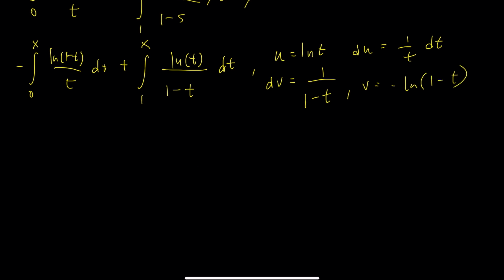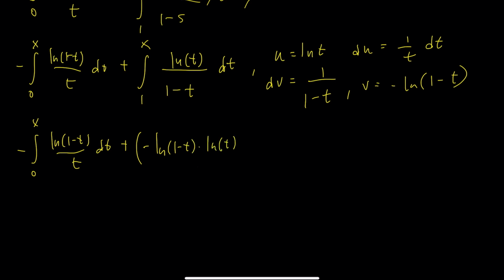So we're going to have negative the integral from 0 to x, natural log 1 minus t over t dt, and we'll have plus negative the natural log of 1 minus t times the natural log of t from 1 to x. We'll have negative the integral from 1 to x of negative the natural log of 1 minus t divided by t dt.